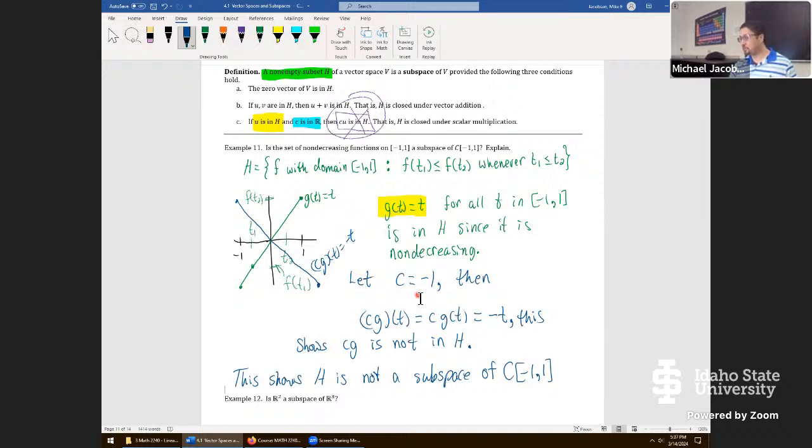Okay, the next one is a little bit trickier in a certain sense. We're asking, is R2 a subspace of R3? How do folks feel about that one? Would you say yay or nay? In a sense, I would agree with you, but it turns out it's not. They are effectively two different spaces, absolutely.